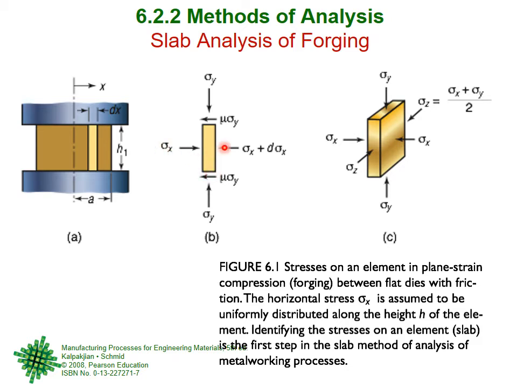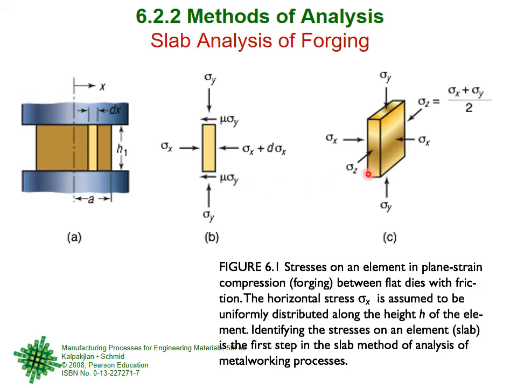and sigma x is in this direction, sigma y is in this direction. On this side, if it is sigma x, then on the other it is sigma x plus d sigma x, and because it is the normal stress on the top surface, then the shear stress is mu sigma y. This is a 2D view. Sometimes a two-dimensional analysis is enough and it gives us good results which are accurate enough.